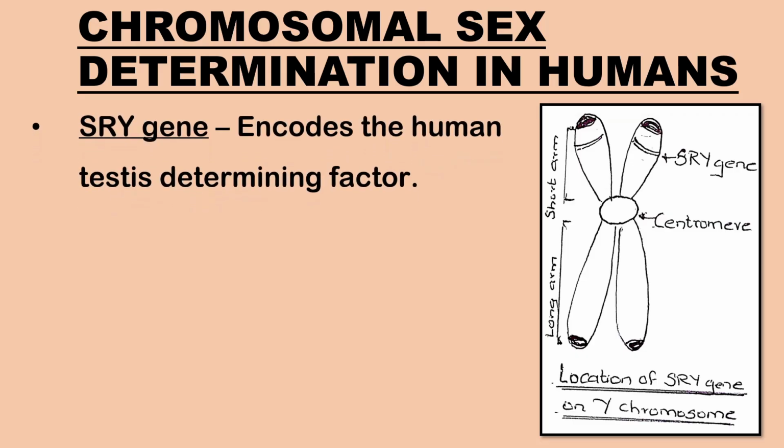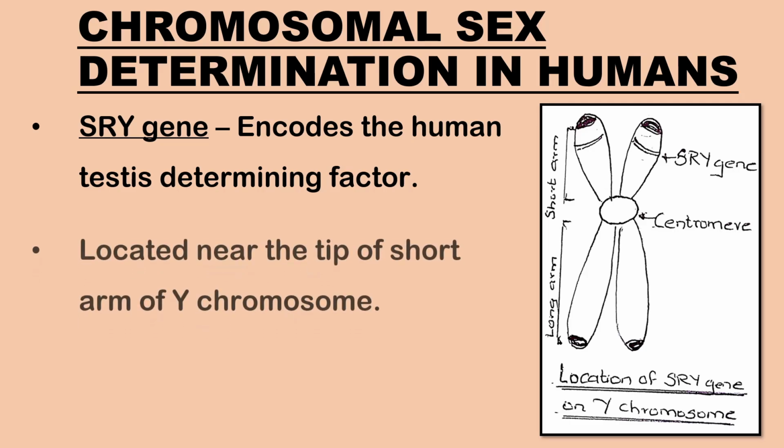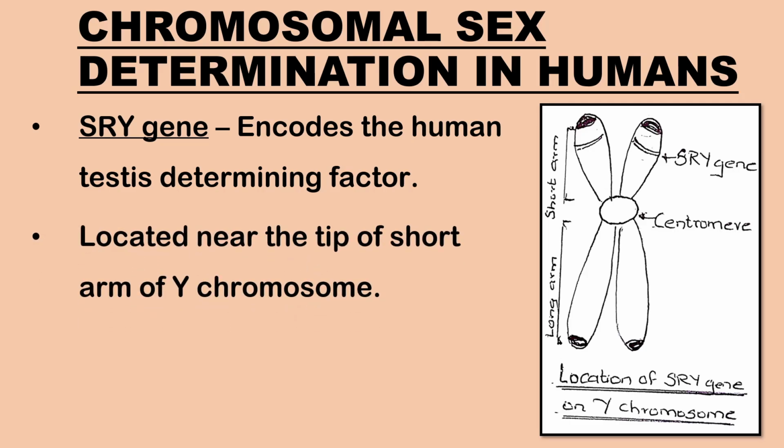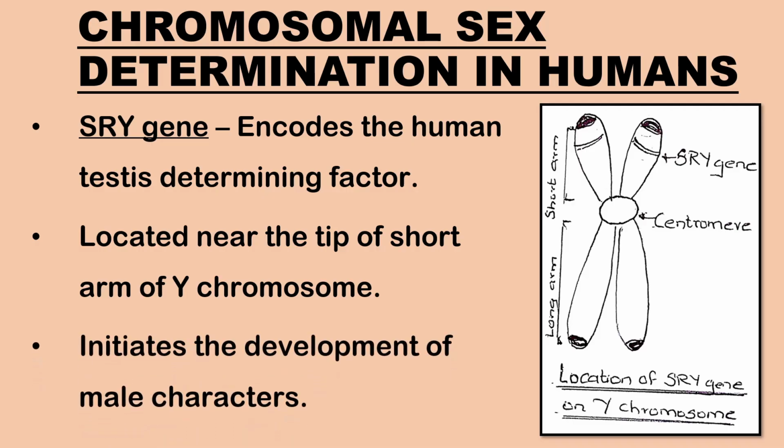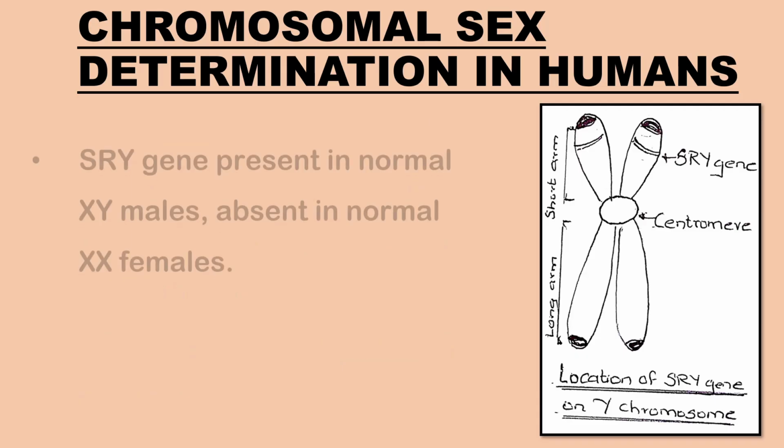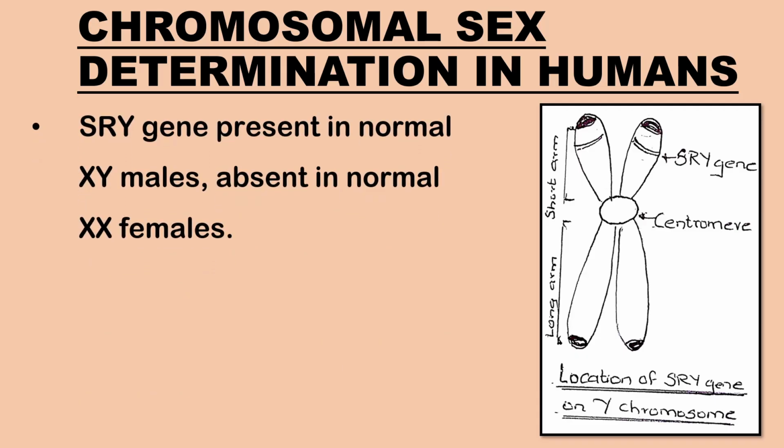SRY is the gene that encodes the human testis determining factor. It is located near the tip of the short arm of the Y chromosome. The SRY gene is responsible for initiating the development of male characters. SRY gene is present in normal XY males and rare XX males. It is absent in normal XX females and rare XY females.